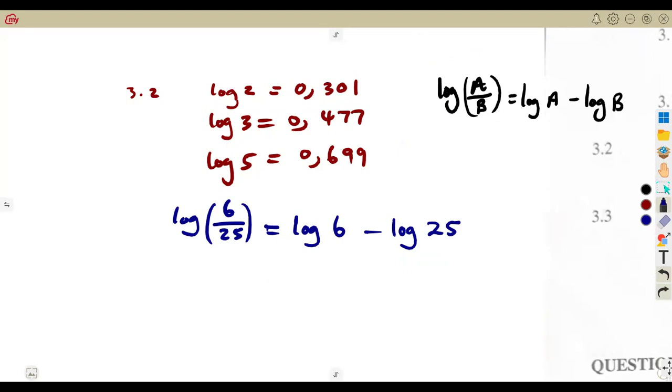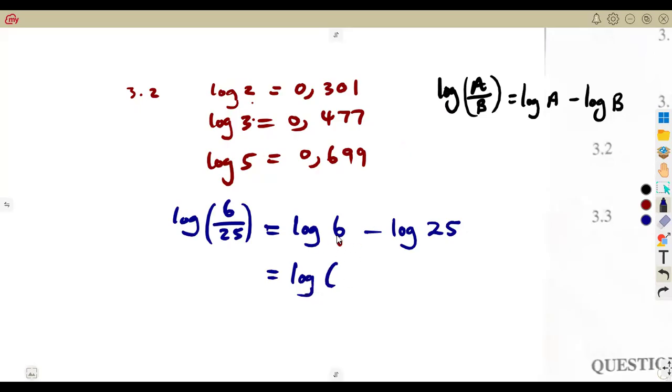So what are we going to do? We are supposed to rewrite these in terms of these numbers that we are given. One way or the other, those numbers are supposed to be there. So how can we obtain 6 from these numbers? There's a 2, there's a 3. So 6, it's a product of what? 2 and 3. That's 6.